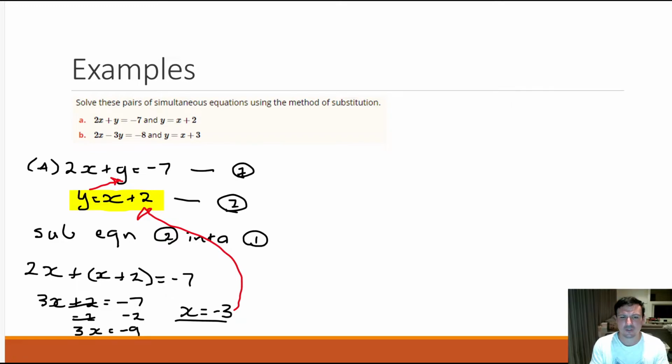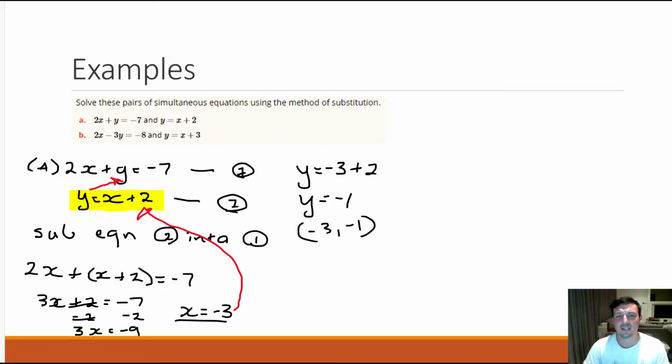So I'm going to substitute x equals negative 3 into equation 2. So it's going to be y equals negative 3 plus 2. And we've got y equals negative 1. So the intersection point of these two equations is negative 3, negative 1. So if I was to draw this on my CAS calculator, or if I was to sketch it by hand, I would see the point that they cross over at is negative 3, negative 1.